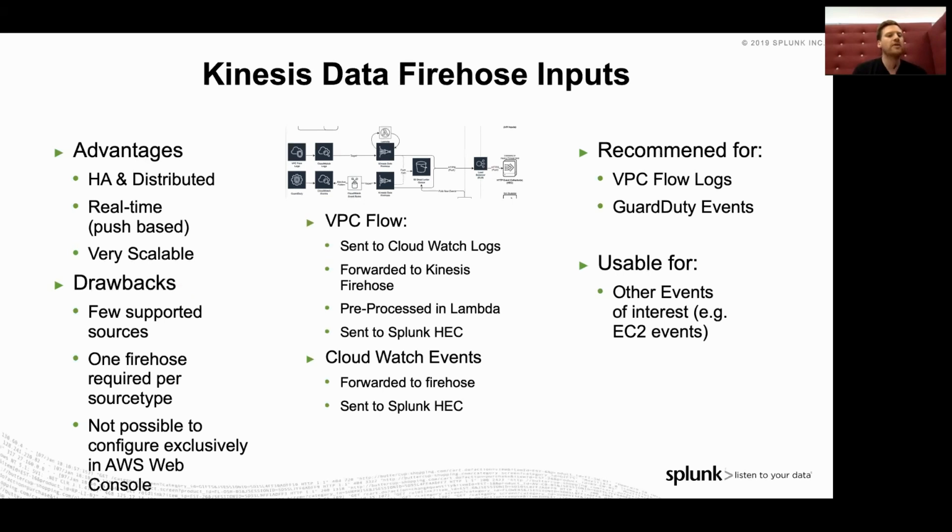For now, there are only a couple of sources that are supported out of the box, VPC flow logs and GuardDuty events being two of the largest. You will need a separate Firehose configuration per source type. And right now, there is a limitation within the AWS web console, so you will need to use the AWS API via its command line tools to set this up properly. It's a bit frustrating, but I'm sure Amazon, in partnership with Splunk, will be trying to improve that integration.